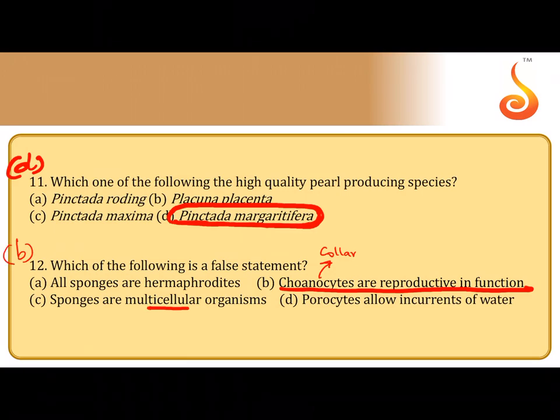Sponges are multicellular. Of course, they are multicellular, but they don't have tissue level of organization. Porocytes guard the opening of the ostia and they allow the incurrent flow of water. Everything is correct except the second option.